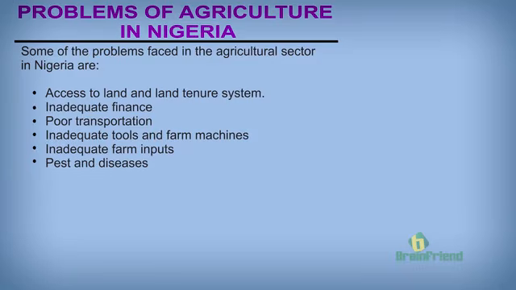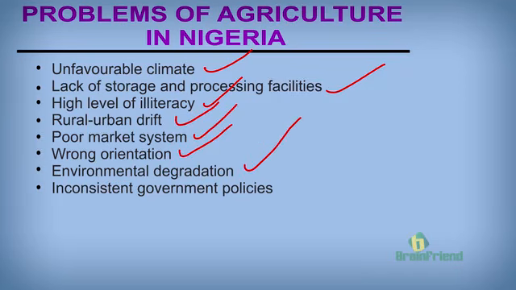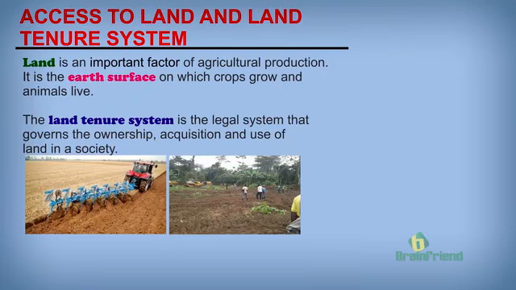And some of the problems are access to land and land tenure system, inadequate finance, poor transportation, inadequate tools and farm machines, inadequate farm inputs, the effect of pests and diseases, unfavorable climates, lack of storage and processing facilities, high level of illiteracy, rural-urban drift, poor market system, wrong orientation, environmental degradation, and inconsistent government policies. Now we're going to take these problems one after the other.